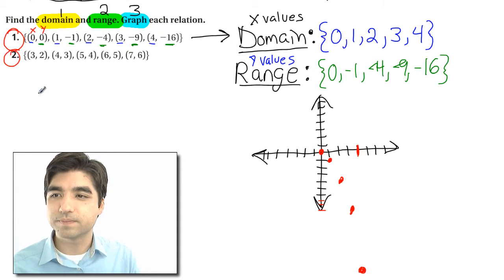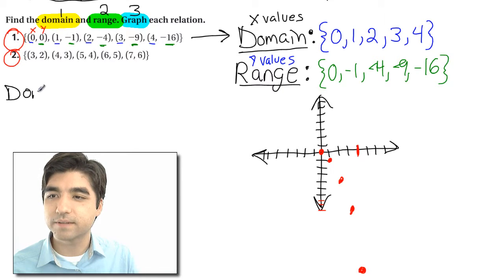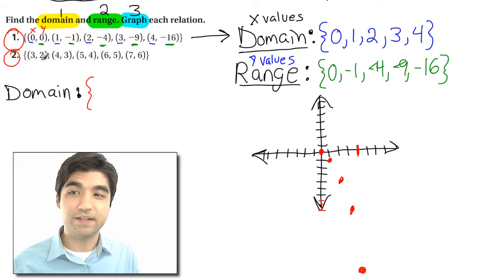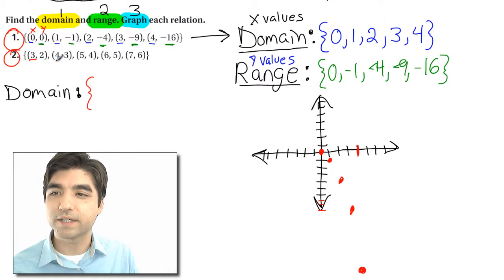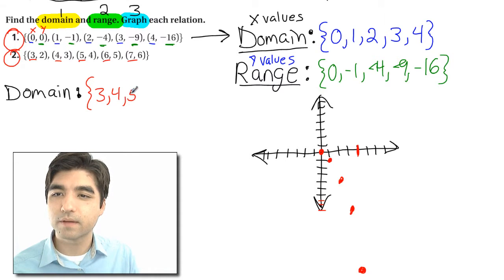Now let's try number 2. So the first thing that we need to do is grab the domain of it. So that's gonna be any of the x values, remember? So on this one it's 3, 4, 5, 6, and 7.